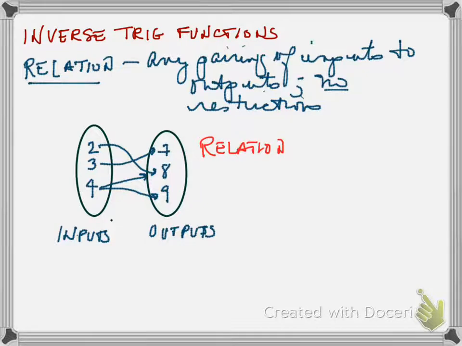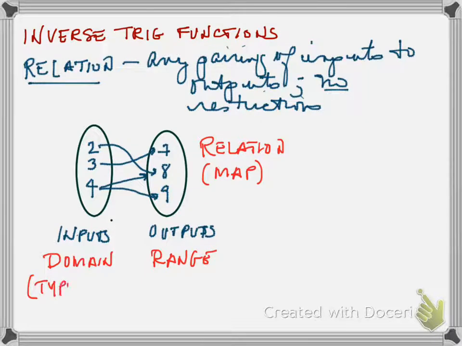This type of representation of a relation, where we have the inputs and the outputs in two sets like this with the arrows going in between, is called a map. And you recall from algebra and our discussion of the graphs of sine and cosine that the input values we're going to call the domain, and the output values we're going to call the range. And your domain values are typically x values, and your range values are typically y.